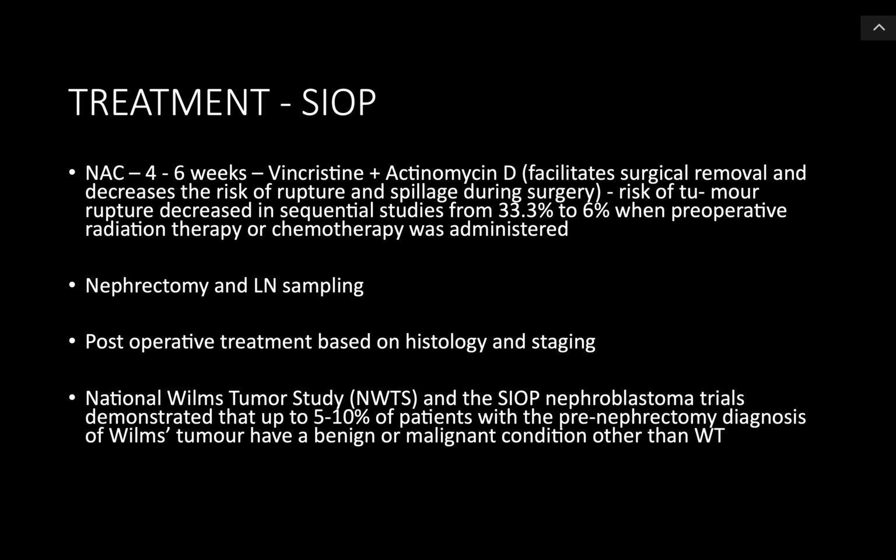Okay. What are the indications for nephron-sparing surgery in Wilms tumor? Mainly it is when the tumor is bilateral. In this case, we need to preserve the kidney as much as possible. Or if the tumor is not that big and is localized to one pole of the kidney, then we may consider nephron-sparing surgery.